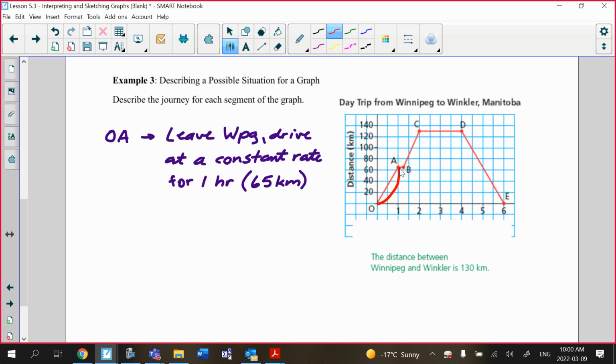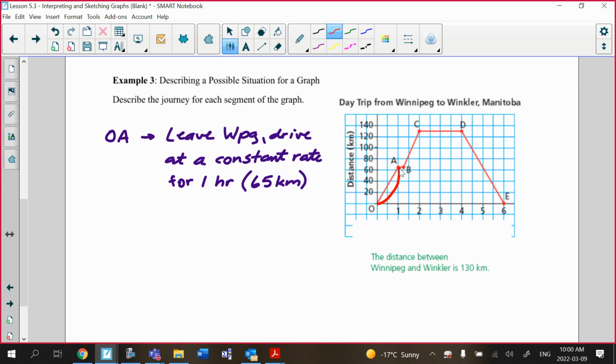You don't change speed, which is obviously pretty hard to do, especially if you're going through a small town where you have to slow down. But this would not be a constant rate. This means you would start out slow and then start accelerating. So I do want to make sure I say constant rate.